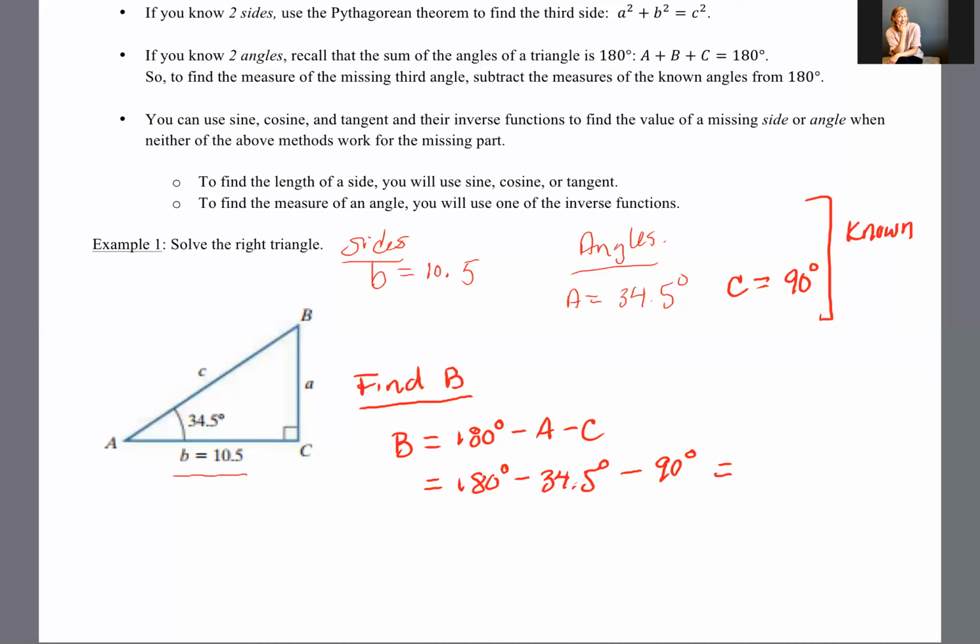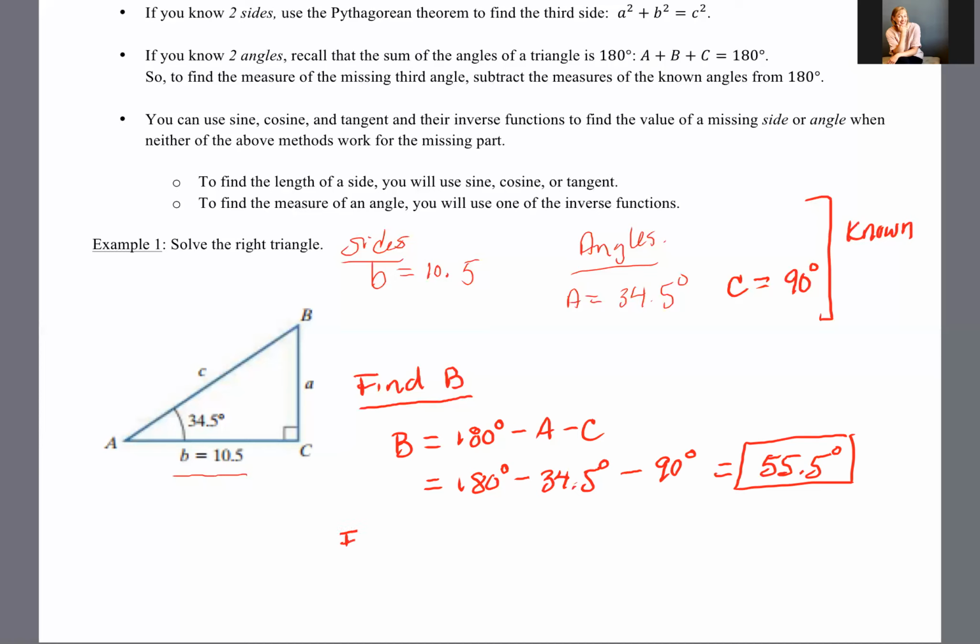Put those in my calculator and I get that angle B is equal to 55.5 degrees. Okay, so I have angle B. Now I need to find the sides of this triangle, the two missing sides.